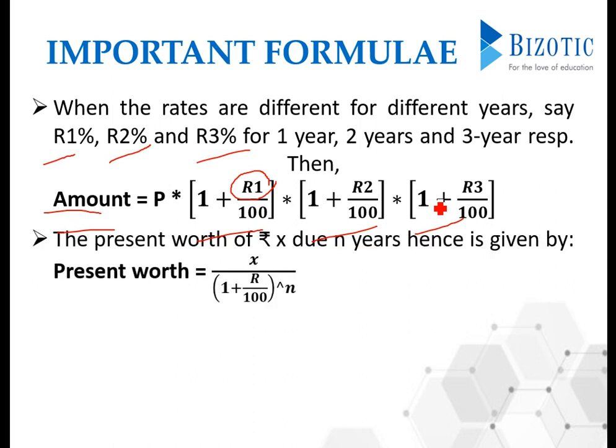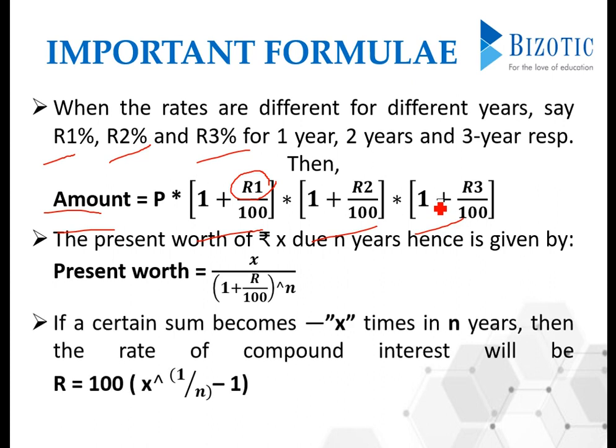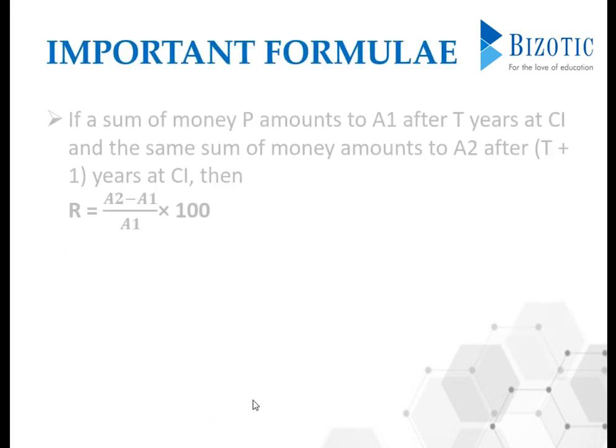Next, the present worth of rupees x due. If there is any money which is due, that case you will also see in problems. So present worth is equal to x divided by 1 plus r divided by 100, whole power n. If a certain sum becomes x times in n years, say some amount 750 has become 7500 in 5 years, then how do we calculate the rate of interest? That is possible by calculating the rate of interest as 100 into x power 1 by n, minus 1.